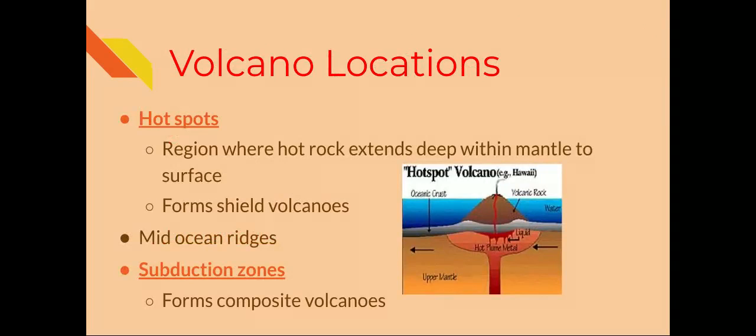Now, hotspot volcanoes are the next one. This is when it doesn't happen at plate boundaries, but there's a region where the magma actually just breaks through in the middle of the plate, and it's where hot rock extends deep within the mantle to the surface, and this is going to form shield volcanoes. The next locations that we can have are mid-ocean ridges and then subduction zones, which form composite volcanoes.